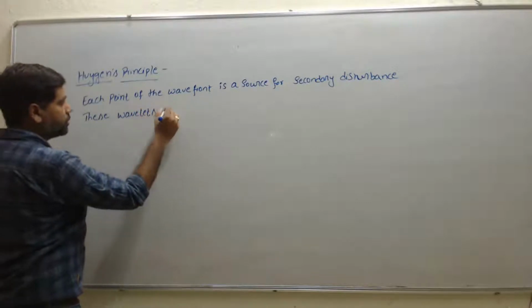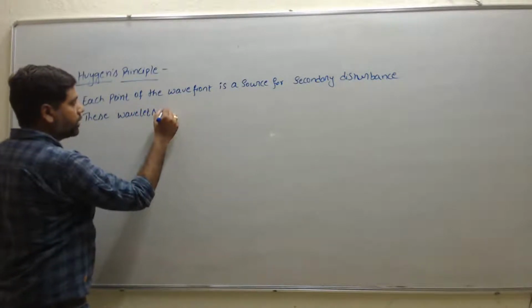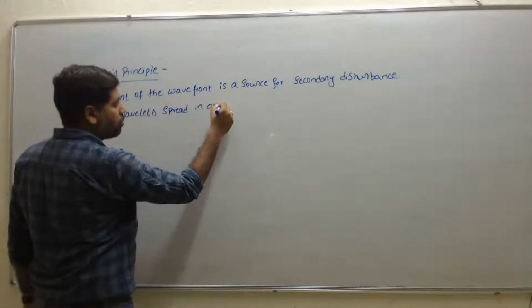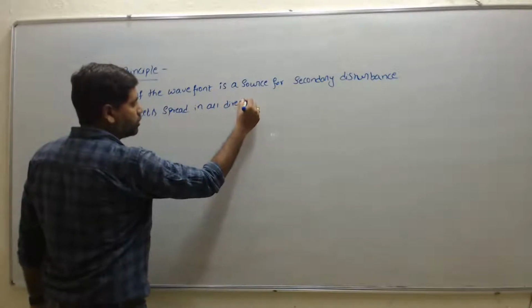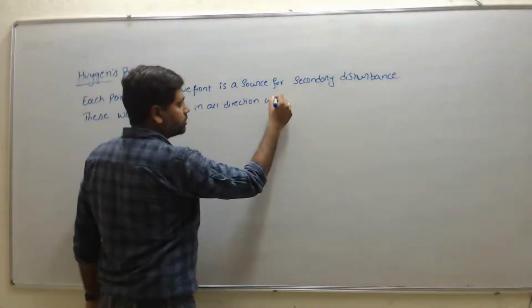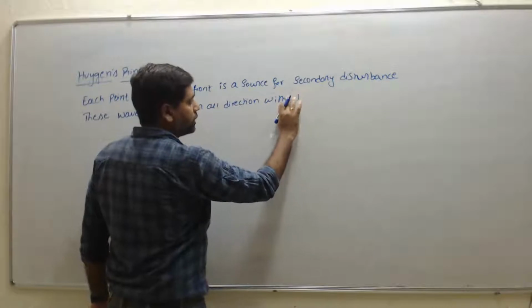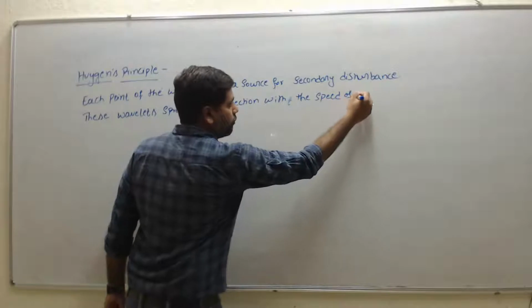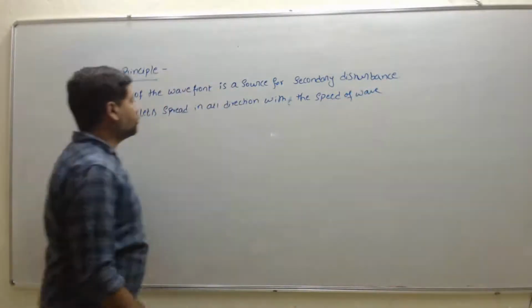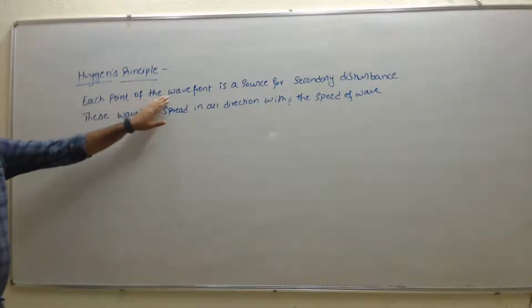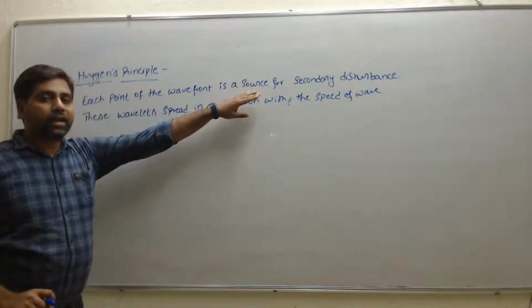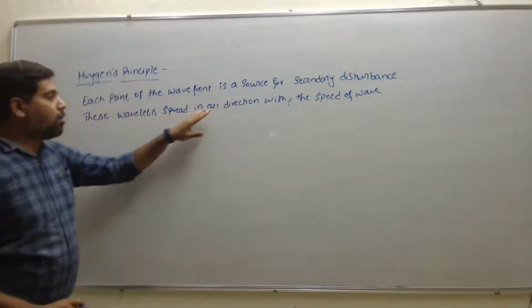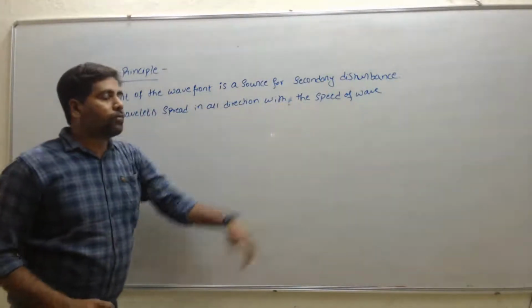These wavelets spread in all directions with the speed of wave. So each point of the wavefront is the source for the secondary disturbance, and the wavelets spread in all the directions with the speed of the wave.